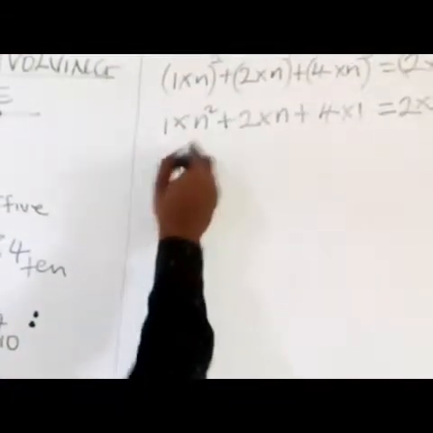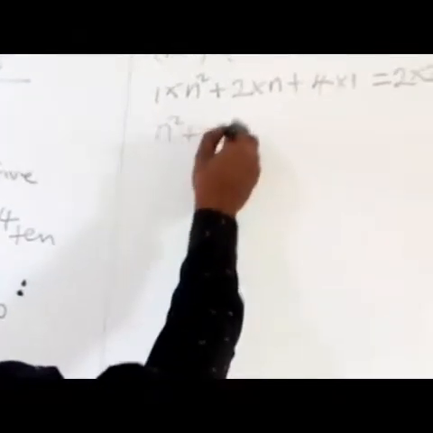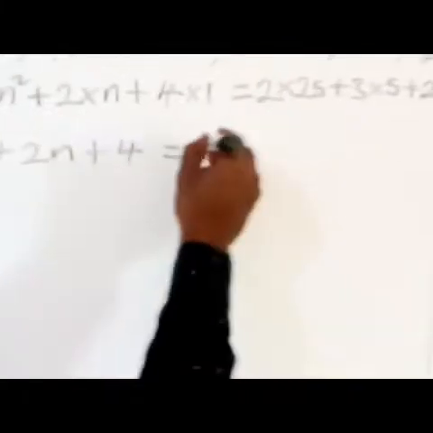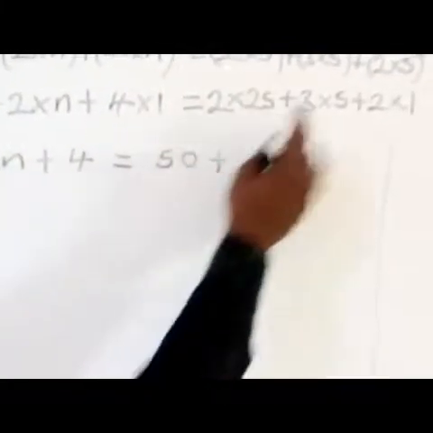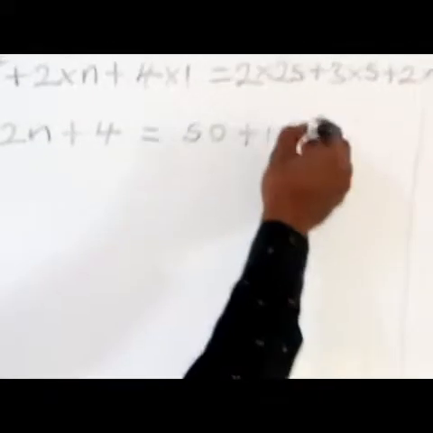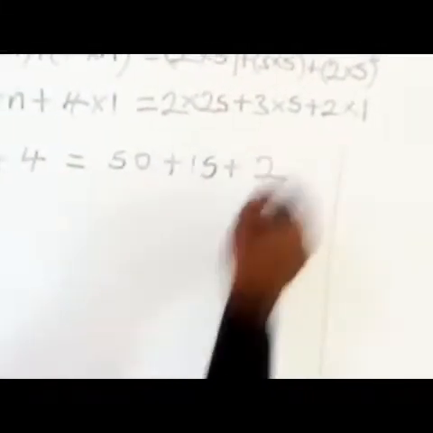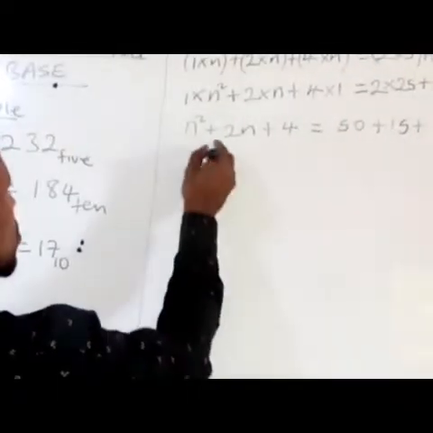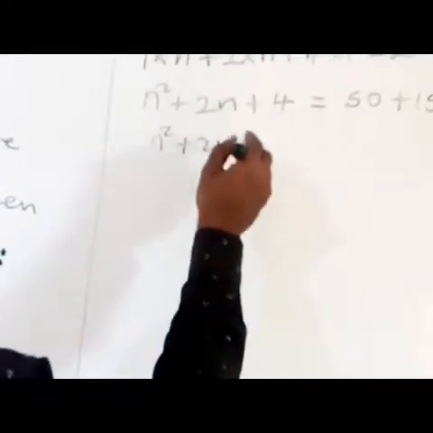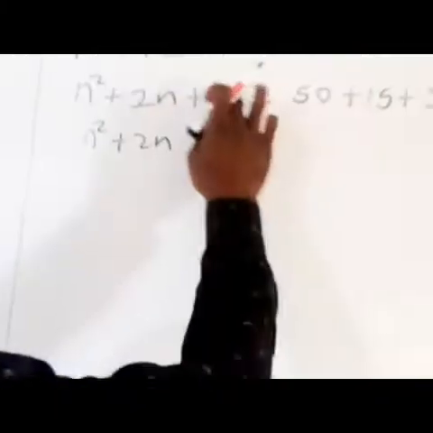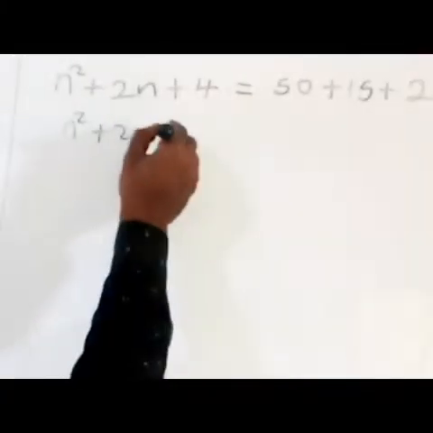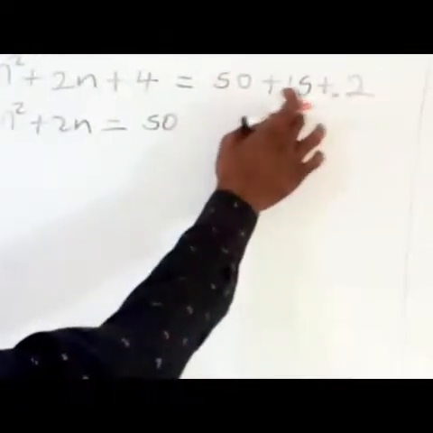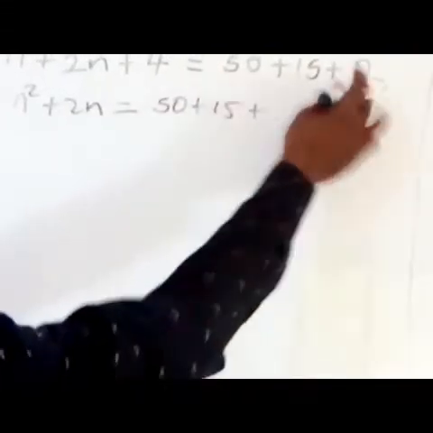So now we do our multiplication. This is n squared plus 2n plus 4 is equal to 2 times 25, which is 50, plus 3 times 5, which gets 15, plus 2 times 1, which is 2. So now we take n squared plus 2n. Let's take this one across. That is equal to 50 plus 15 plus 2.